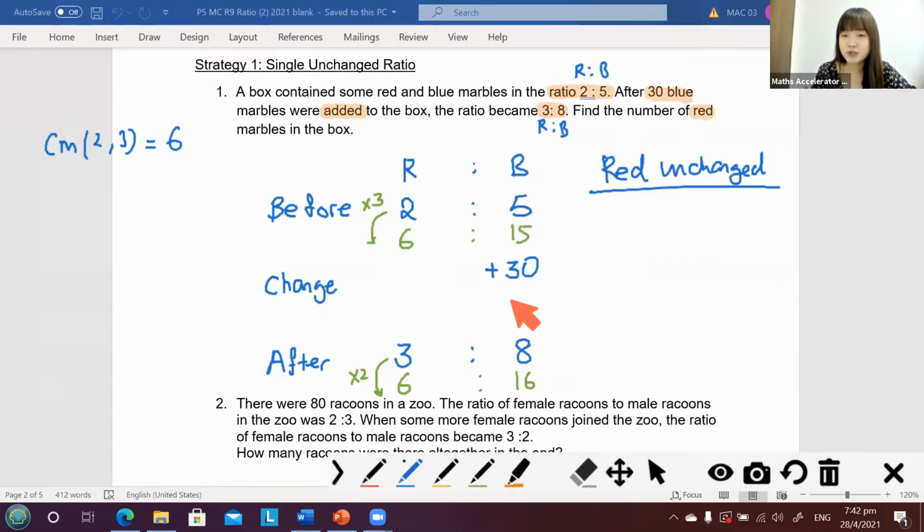So how many units does this 30 blue marbles represent? From 15 to 16, how many units do you add? Good, I see a lot of you putting 1. So in between, we added 1 unit. So that 1 unit must be the 30 blue marbles that were added into the box.